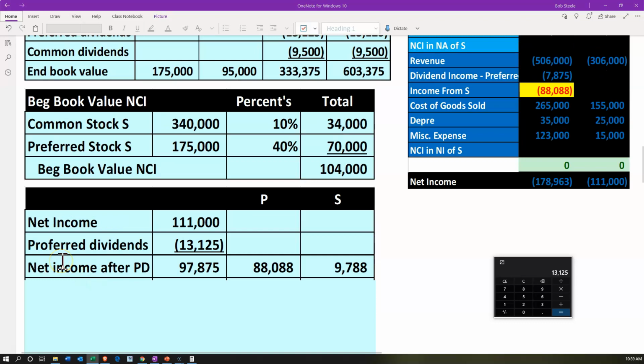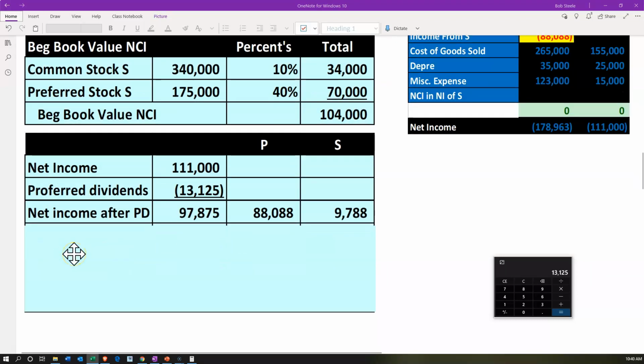Notice that preferred should have an E there, I think. I don't know why, but in any case, hope that doesn't bother anyone too badly. It's kind of annoying to me here. But anyway, if we subtract this out, we're at the 97,875.